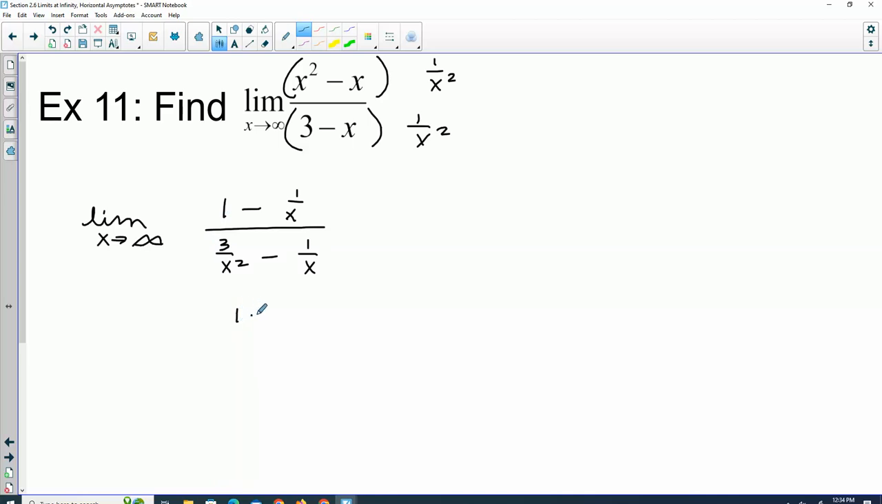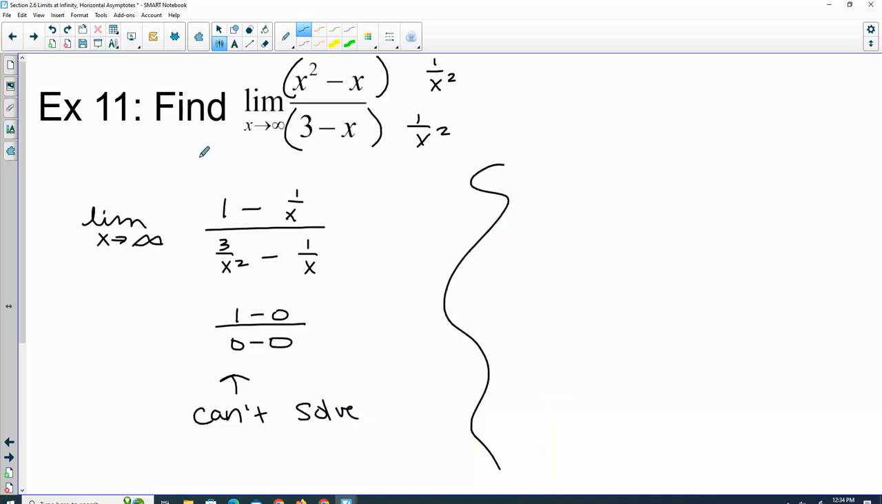We know that a number over infinity turns into 0, but what's wrong? You can't have a 0 on the bottom. This one got us because my highest power of x was on the top of the fraction. Yesterday it was always on the bottom. That's why we were able to do it. So we got here, but can we solve this? No. So let's try something different. It seemed like a solid strategy, except I got zeros on the bottom.